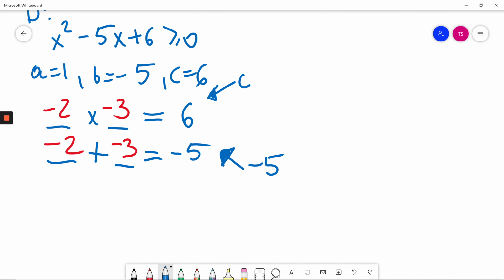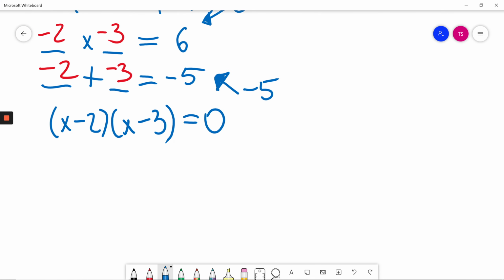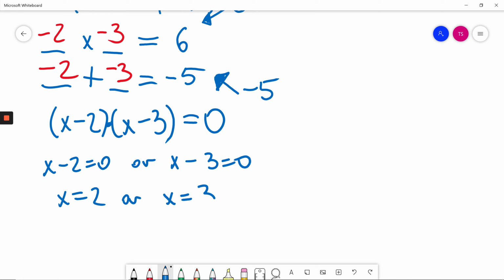So solving a quadratic inequality, first I will solve the equation. Factorizing will be x minus 2 times x minus 3, and this is equal to 0. So I multiply two things and get 0, so the first thing is 0, or the second thing is 0. x is 2, or x is 3.